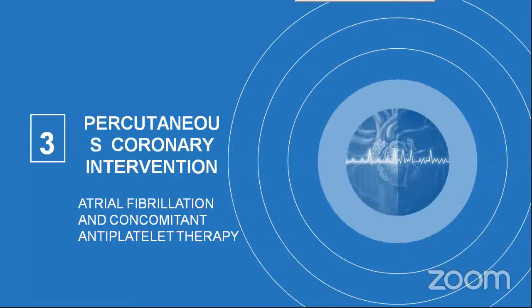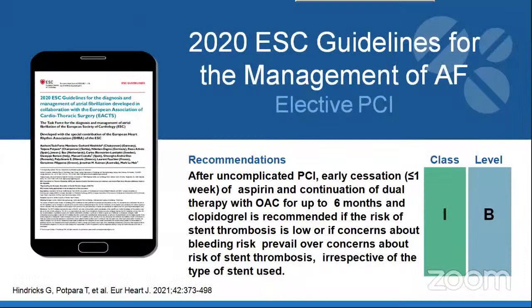Here, percutaneous coronary intervention in atrial fibrillation with concomitant antiplatelet therapy also. Next. After uncomplicated PCI, early cessation of aspirin within 1 week and continuation of dual therapy with oral anticoagulant up to 6 months, with clopidogrel, is recommended if the risk of stent thrombosis is low. If the risk of thrombosis is low, it is enough to be 6 months, not 12 months.